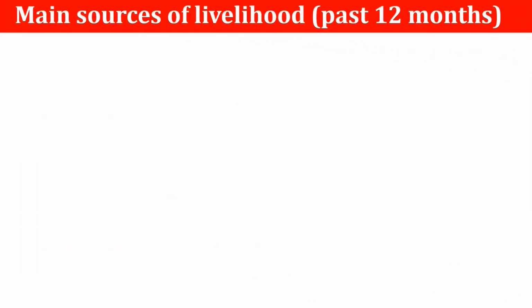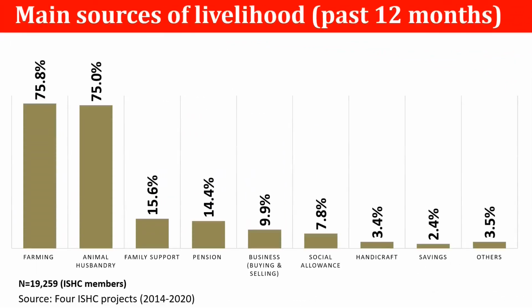Looking at the main source of livelihood of the IC members, we found more than 75% of the members reported having livelihood income from farming. Second, 75% were from animal husbandry, followed by family support and pension.